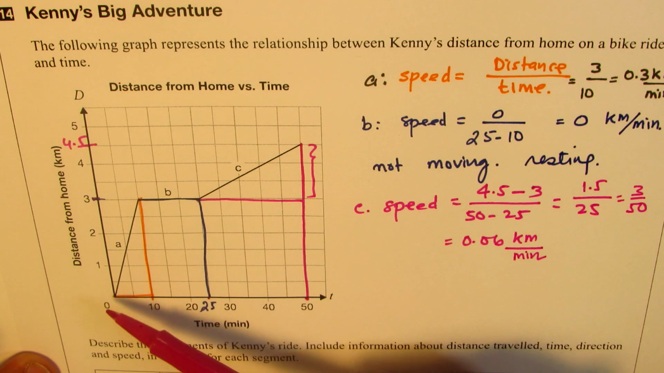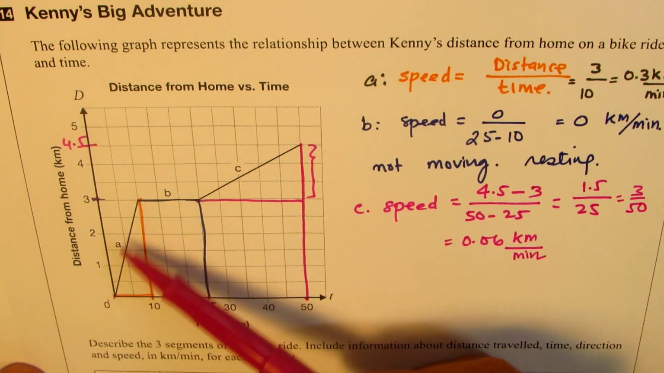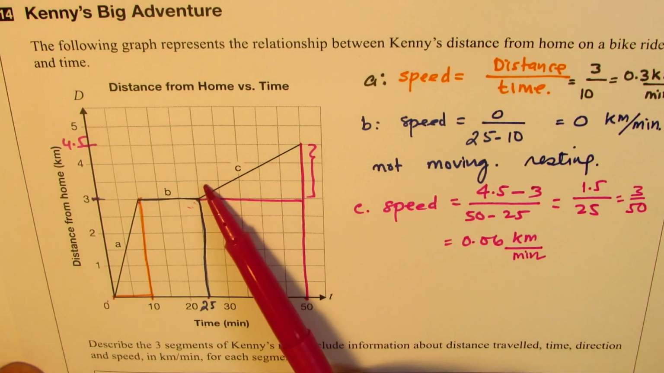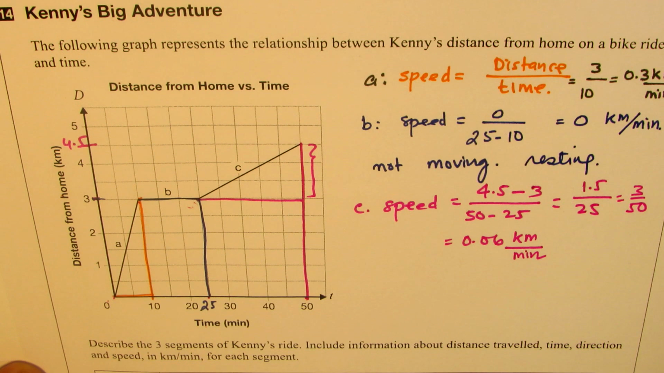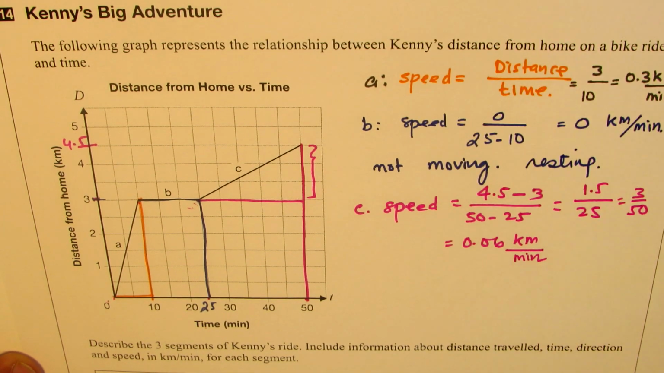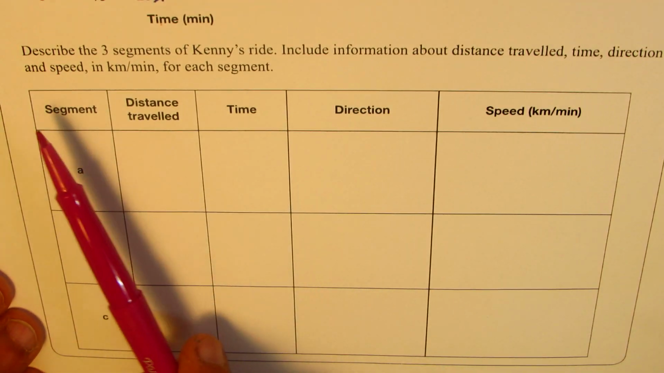So in the first leg, it is very steep and much faster. Here, resting and then moving forward, but at a lower speed. Okay, is that clear to you? So that is how we could actually explain the given situation, right? Now let's fill up these values in the table given to us.